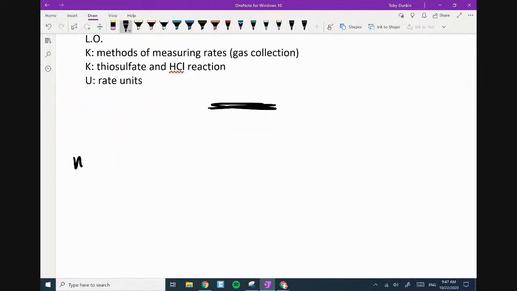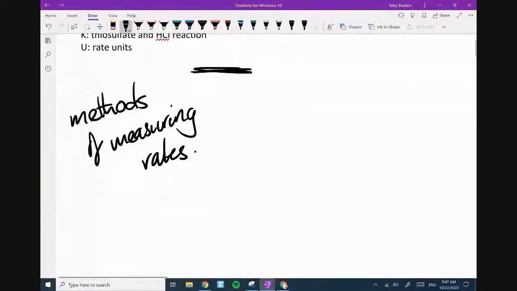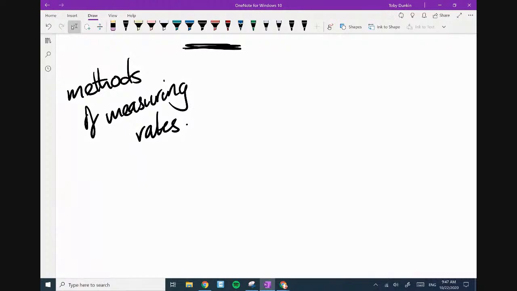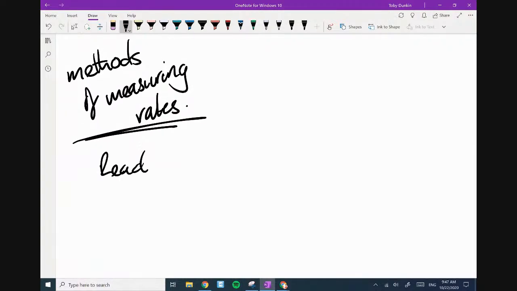So we've got the subtitle, methods of measuring rates. Now, there's actually loads of different methods for measuring rates. However, there are particular methods which are easier than others. So, for example, if we do just a couple of reaction examples. I'll just underline that. Reactions. Let's just look at a couple of reactions here.